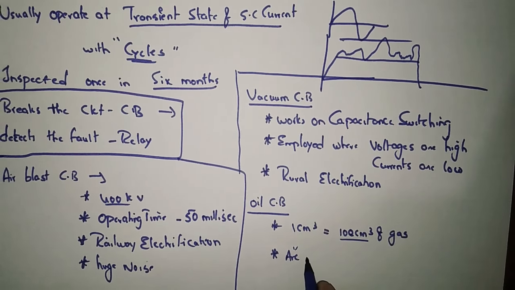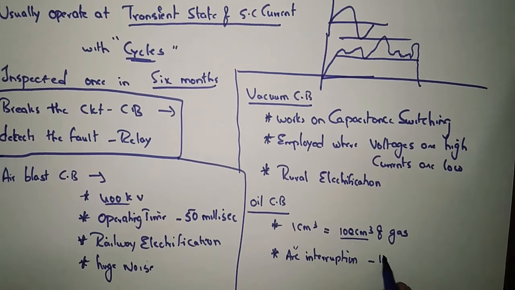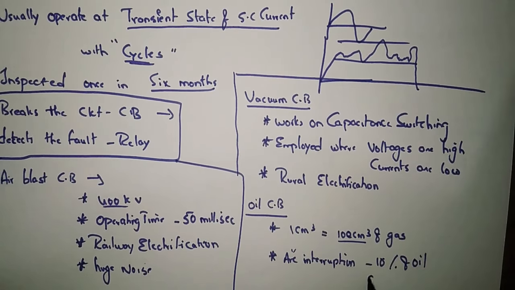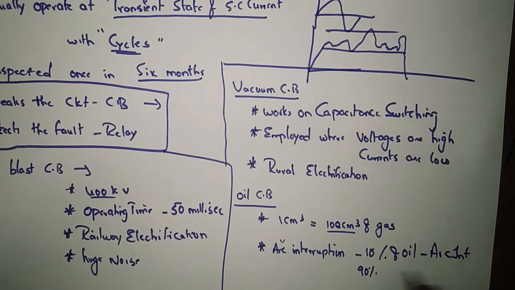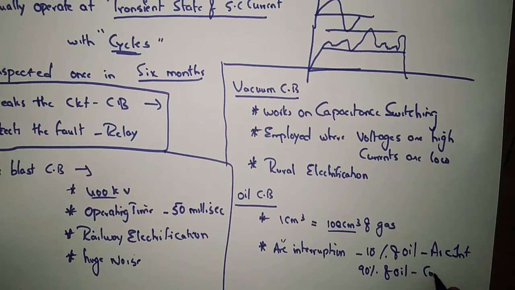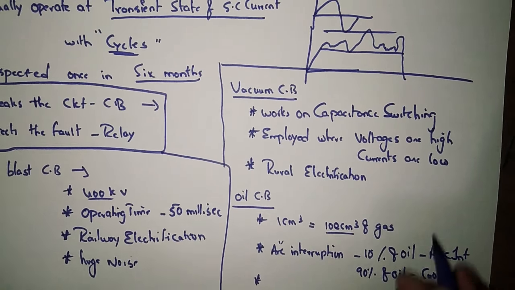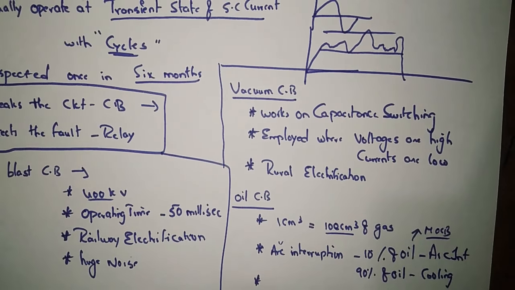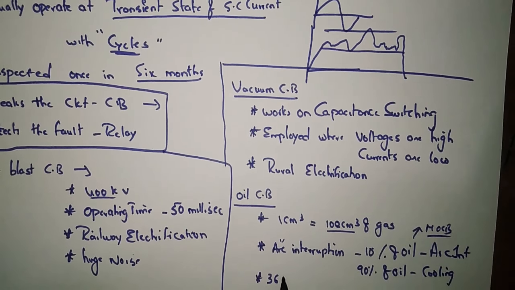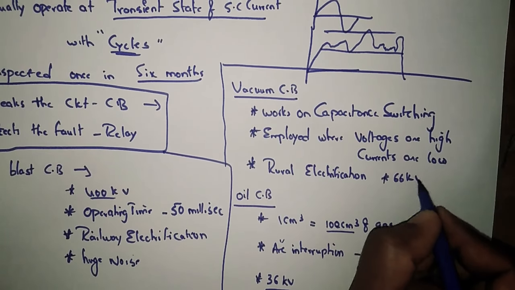And for arc interruption, if you consider an oil circuit breaker, it employs only 10% of the total oil. So only 10% is used for arc interruption, whereas 90% of oil is used for cooling purposes. So this 10% of oil is used for MOCB types, and it is a completely separate topic, MOCB, miniature oil circuit breakers. Oil circuit breakers are used up to 36 kilovolts, whereas vacuum circuit breakers are used up to 66 kilovolts.